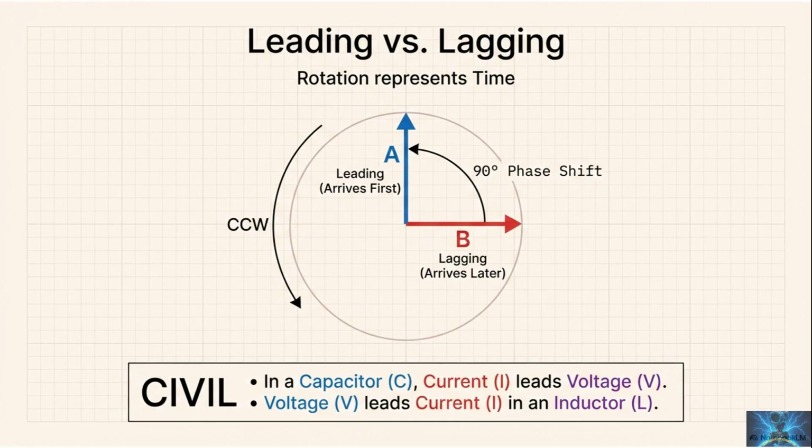Leading versus lagging. Leading and lagging are timing words. A phasor that arrives first is leading. A phasor that arrives later is lagging. A good memory aid is this. In a capacitor, current leads voltage. In an inductor, voltage leads current. The important point is not memorizing it blindly, it's recognizing that capacitors and inductors shift timing in opposite directions.